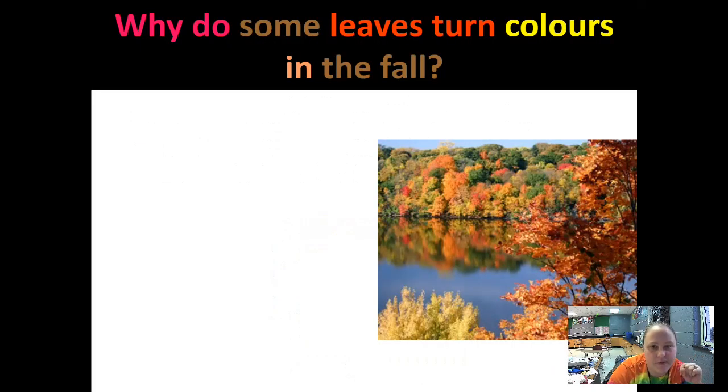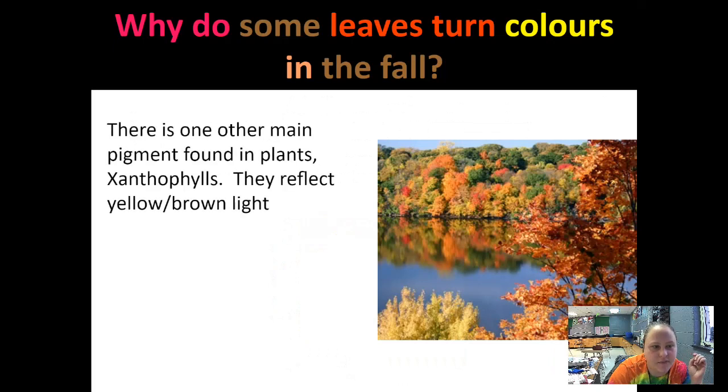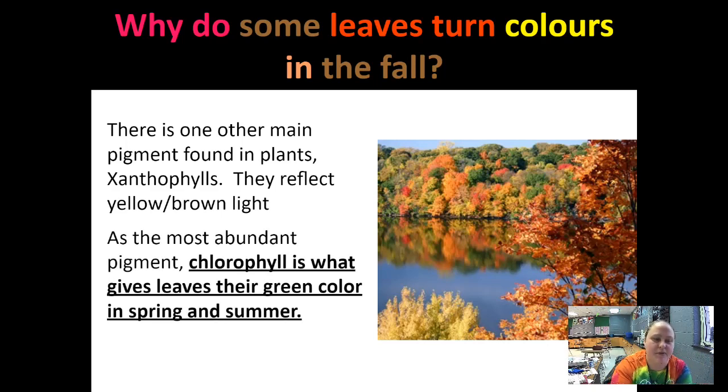Why do some leaves turn colors in the fall? There is one other main pigment found in plants, and it's called the xanthophylls. They reflect the yellow and the brown. As the most abundant pigment, chlorophyll is what gives leaves their green color in the spring and summer.